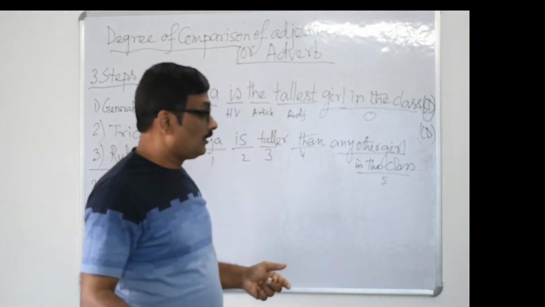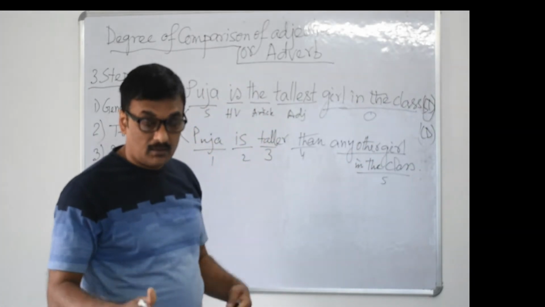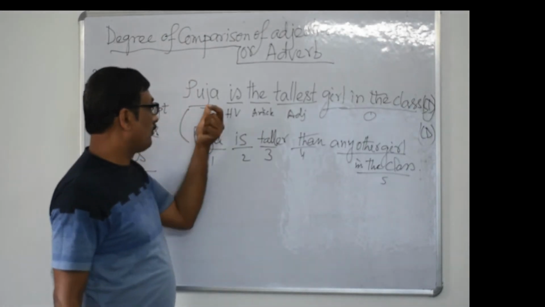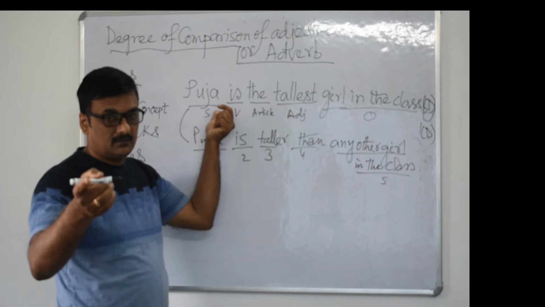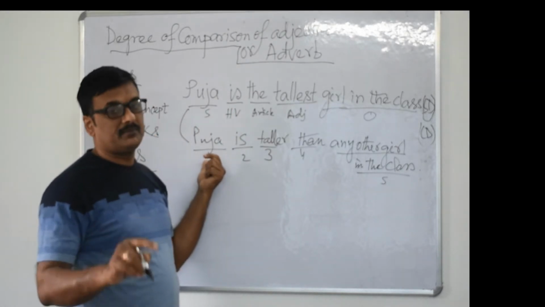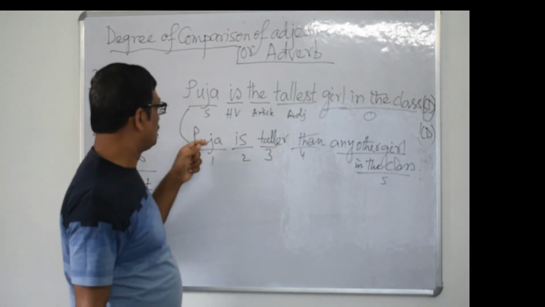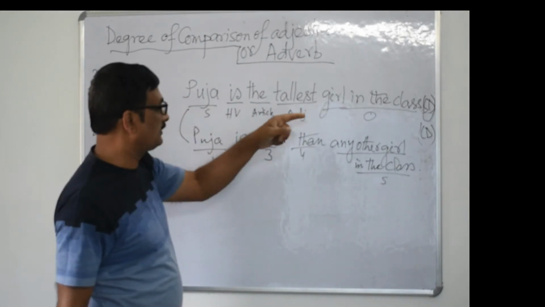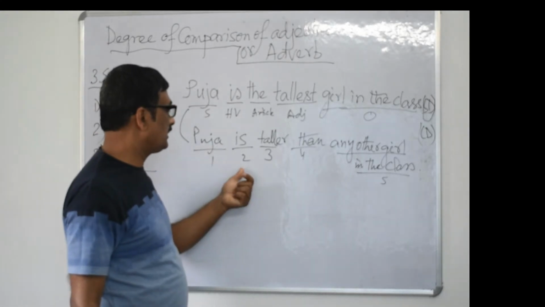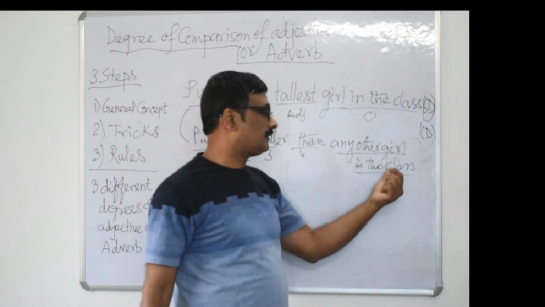And to convert it into comparative degree, whatever is the subject in superlative degree remains the same in comparative degree. That is the rule. So Puja is the tallest girl in the class. The comparative form of this is Puja is taller than any other girl in the class.